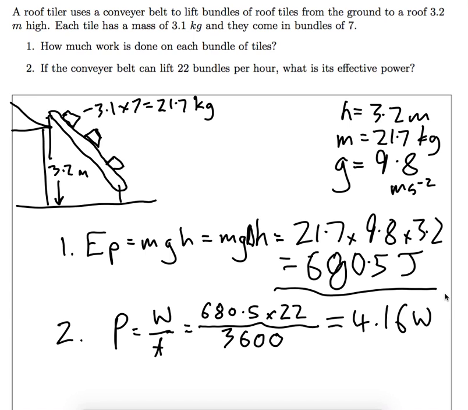Now, I happen to know that a kilowatt, 1,000 watts, is about, now which way does it go? A kilowatt is about 0.75 of a horsepower. So this is not a massively powerful motor, but it doesn't need to be. If it's getting the tiles where they need to be, we don't need a V8 on the conveyor belt. So 4.16 watts is the power, the effective power of this motor.